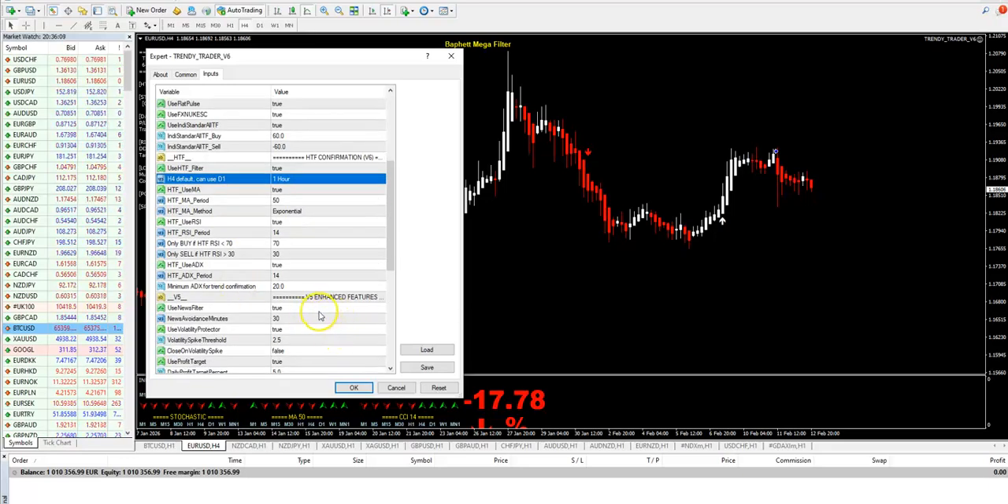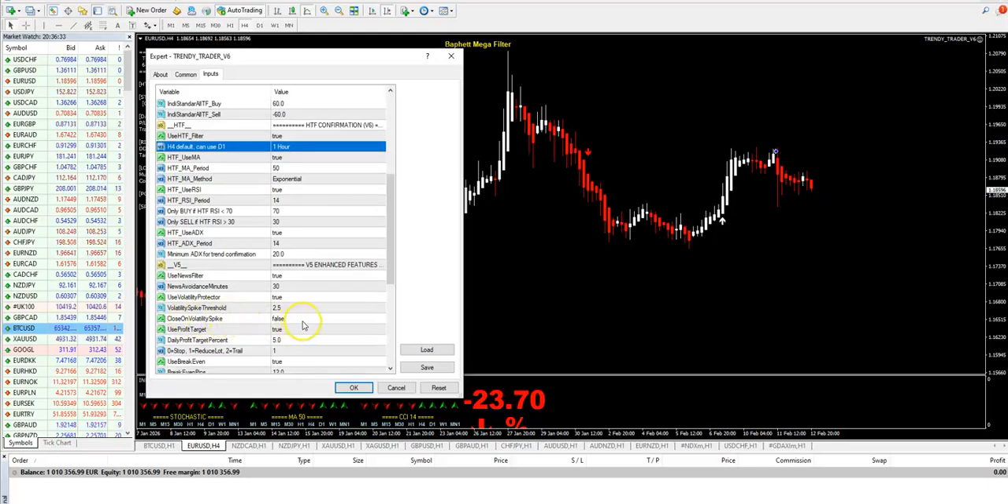News, if you want to use news filter, 30 minutes before or after. Volatility protector during the news or some unexpected things what is happening in the world.